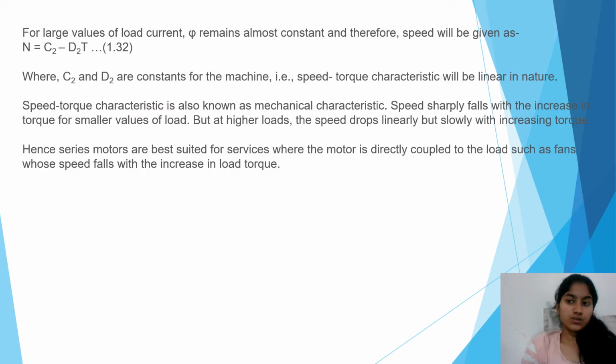For large values of load current, phi remains almost constant and therefore speed will be given as n equal to C2 minus D2T, where C2 and D2 are constants for the machine, that is, speed torque characteristics will be linear in nature. Speed torque characteristic is also known as mechanical characteristic. Speed sharply falls with the increase in torque for smaller values of load, but at higher loads, speed drops linearly but slowly with increasing torque.